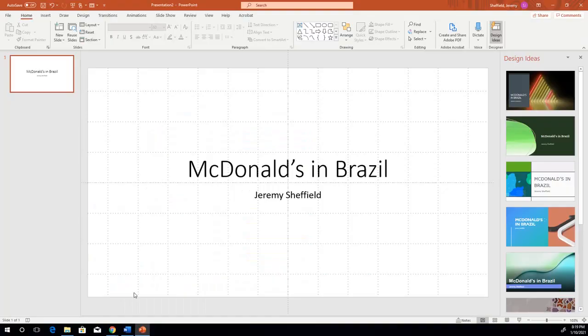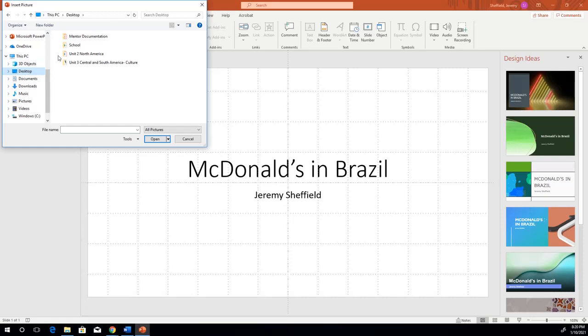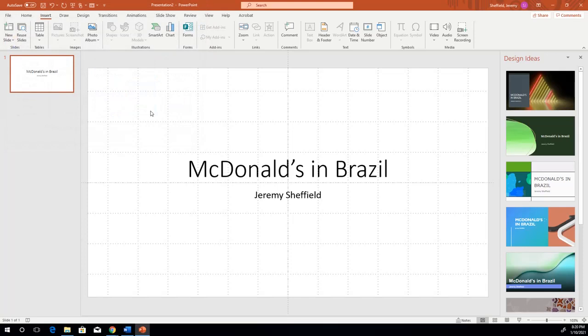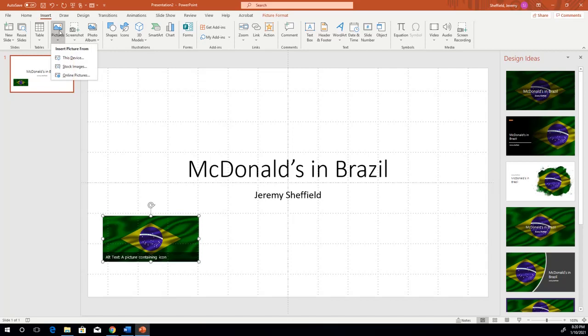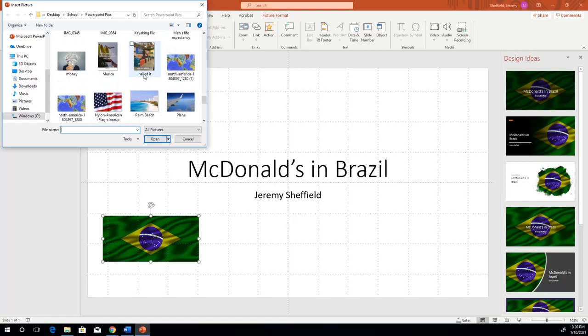Go back in here. Anytime you want to put a picture in, anytime you want to insert something, go to Insert. I want to insert a picture from this device. And you need to know where you saved the pictures at. I'm saving all mine under PowerPoint pics. Brazil flag. We're going to move it, although that doesn't matter because we're going to do the design in just a second. Insert this device. McDonald's. That's pretty big.